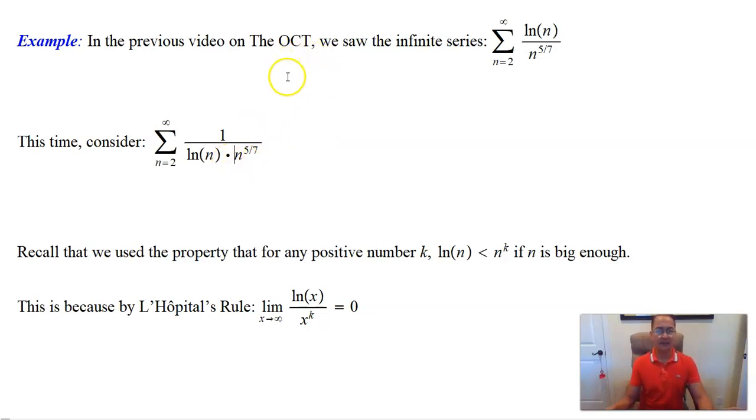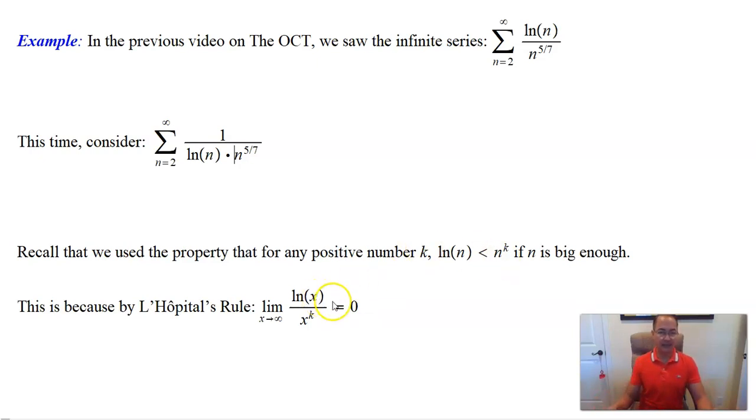In our last video on the OCT, we used this very powerful property that for any positive number k, ln of n is going to be smaller than n to that k if n is big enough, right? You might have to make n be, what did we have, like 800 million or something ridiculously big before it becomes 800 million to the k, especially if k is a very small number. I think we did 1/5 in that last example.